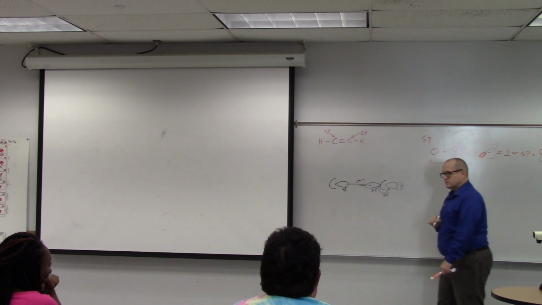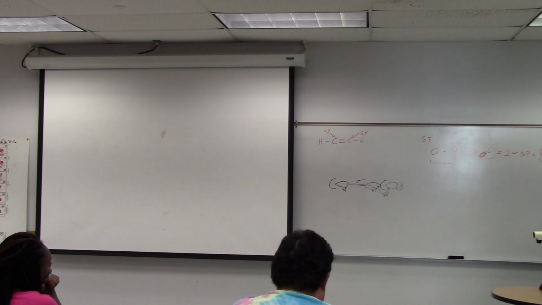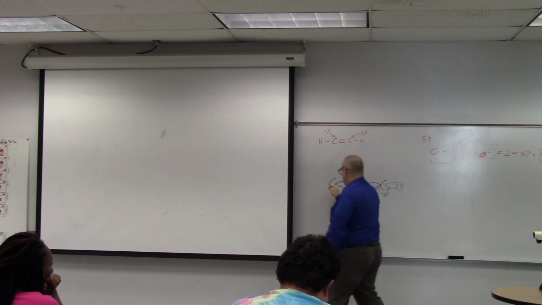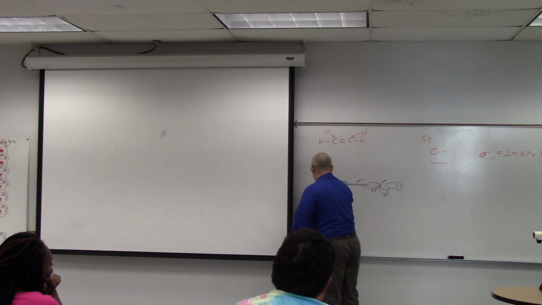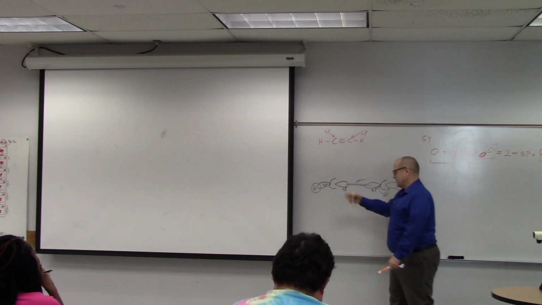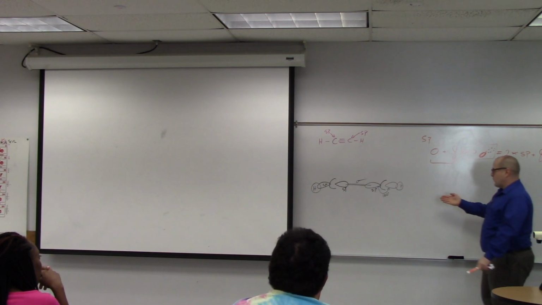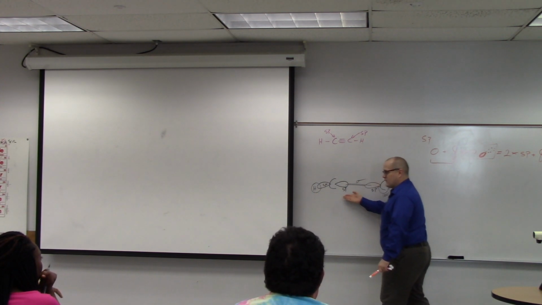So it's linear. Okay? It's linear. 180 degrees. Here's my second sp orbital. Again, it's a little bit off, but it's supposed to be linear. Okay? So the hydrogen and the 2 carbons and the other hydrogen, all 4 of these atoms are lined up in a linear fashion.